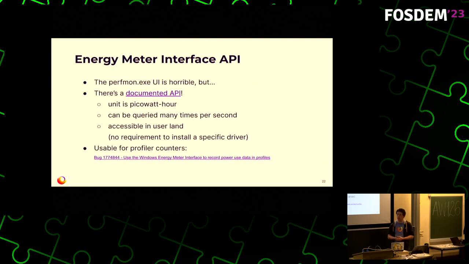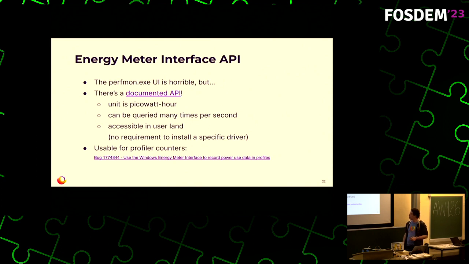Before that, in our test infrastructure, when we were interested in measuring power, we installed Intel Power Gadget, but we don't want to require users to do that. And it's not open source. So I started working on a prototype to include this in the Firefox Profiler, because as I said, we record counters, memory counters, and it looks like this API is totally usable for profiler counters.